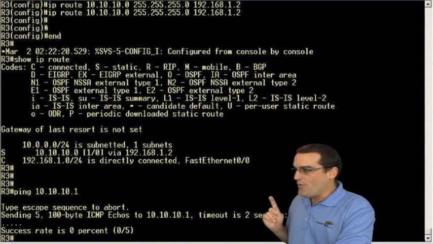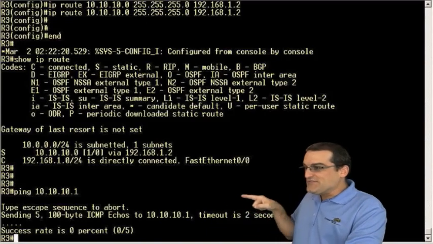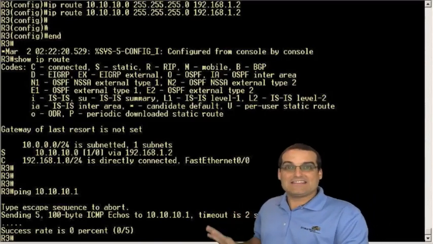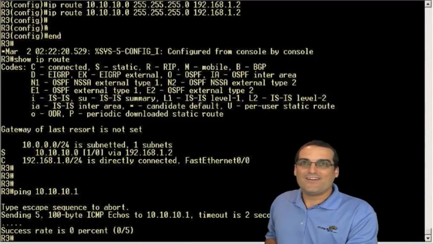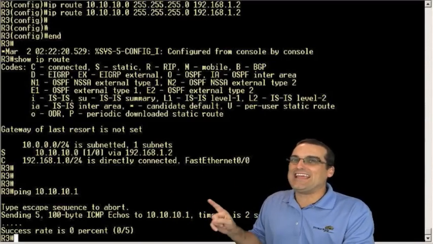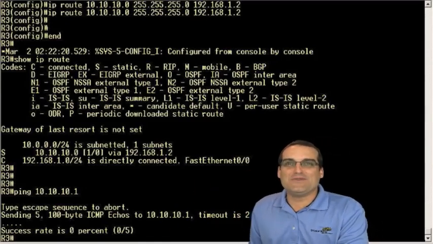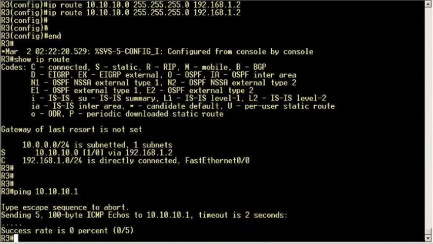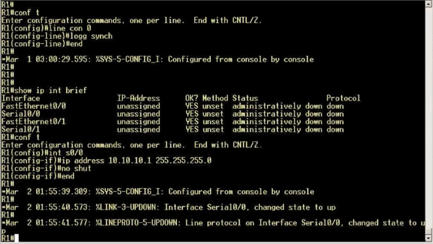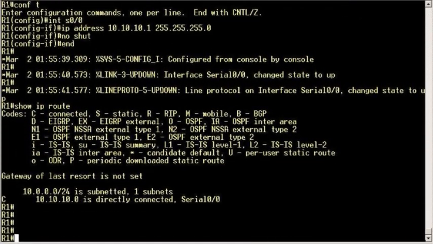Well, always remember this. This device now knows how to get to the 10.10.10 network. But does the device in the 10.10.10 network know how to get back? Remember, these communications are two-way streets. Never forget that. So if you go over to R1 and look at its routing table, you see your problem. It has no way to know to get back to 192.168.